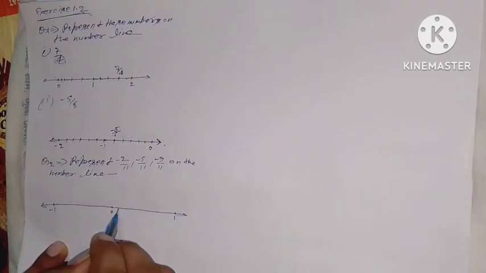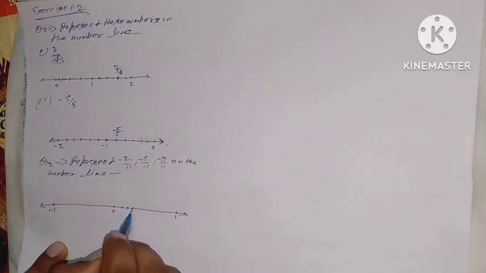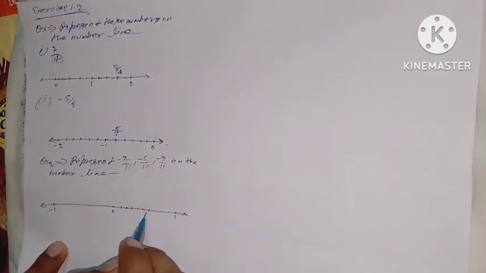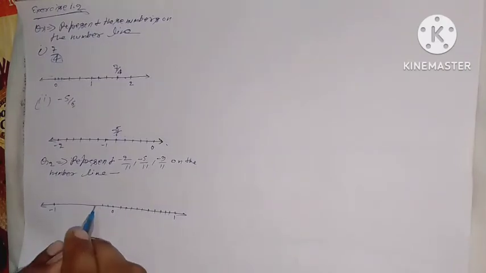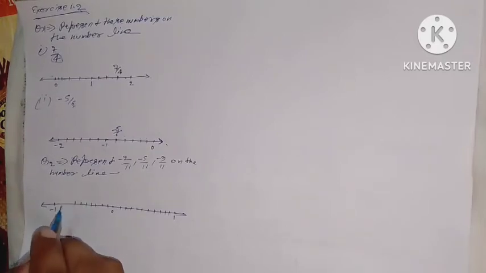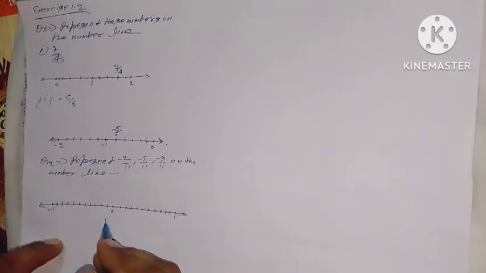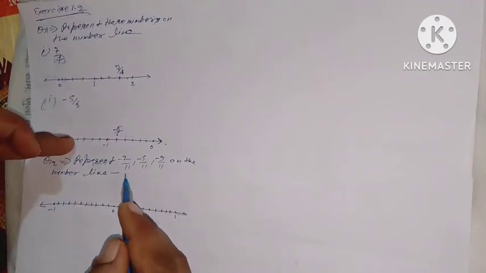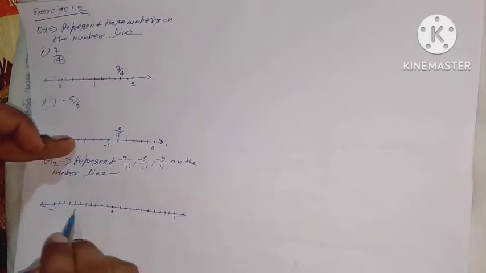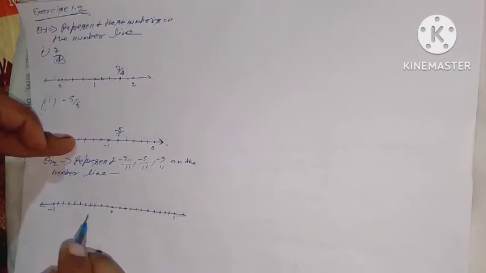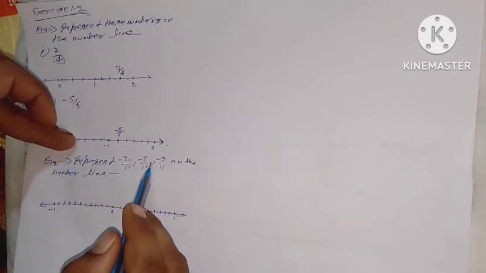The partitions of this line are 1 part, 2 part, 3 part, 4 part, 5 part, 6 part, 7 part, 8 part, 9 part, 10 part and 11 part. Okay? And minus 1 part, minus 2 part, minus 3 part, minus 4 part, minus 5 part, minus 6 part, minus 7 part, minus 8 part, minus 9 part, minus 10 part and minus 11 part. And we will mark these numbers on the number line. Minus 2: counting from 0 in the left direction, because the number is negative.